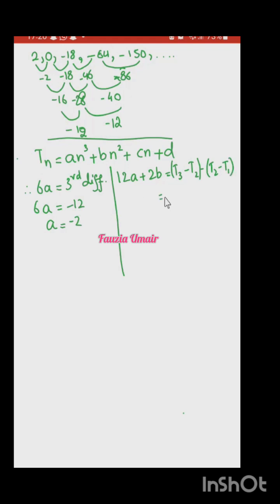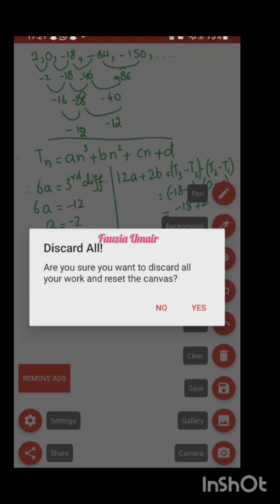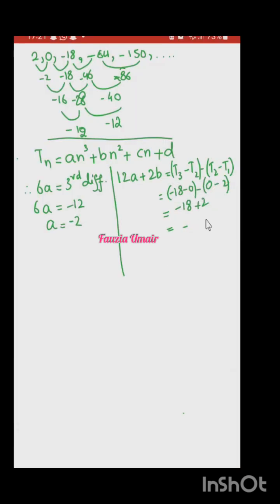Now we can put in all the values. T3 was minus 18, minus 0. You need to put these values very carefully. Then T2 is 0, minus minus 2. So the answer is minus 18, and then this would be plus 2, so it will be minus 16. Oh, sorry, 16. You can just scribble it and then write 16.